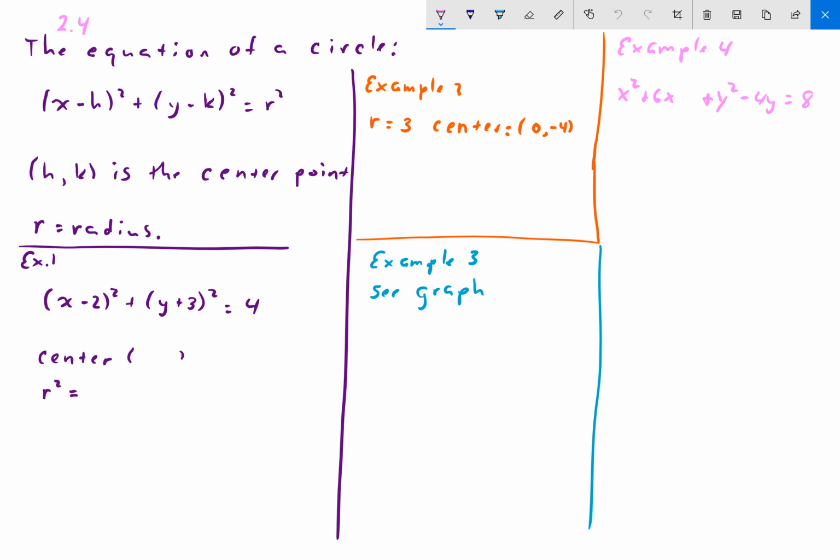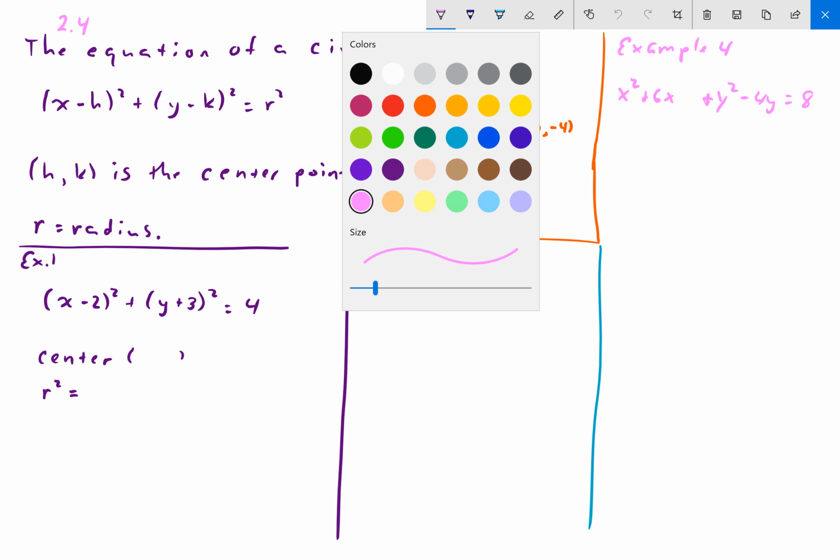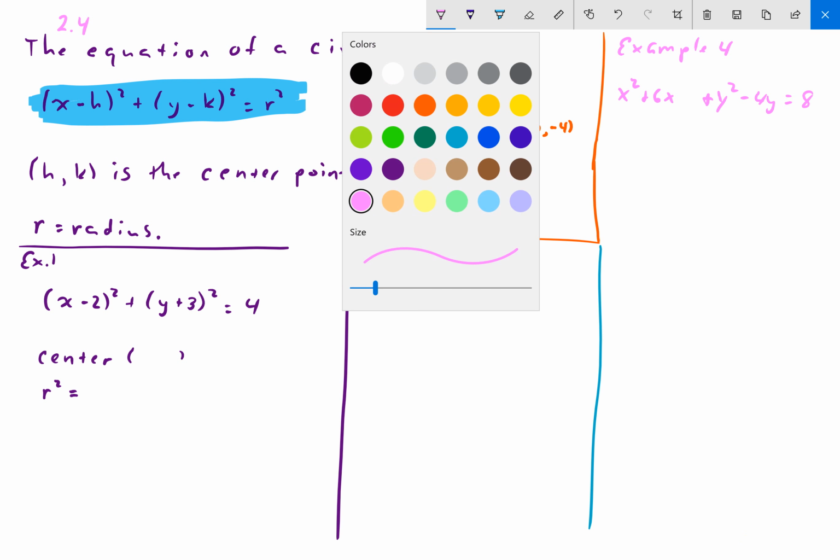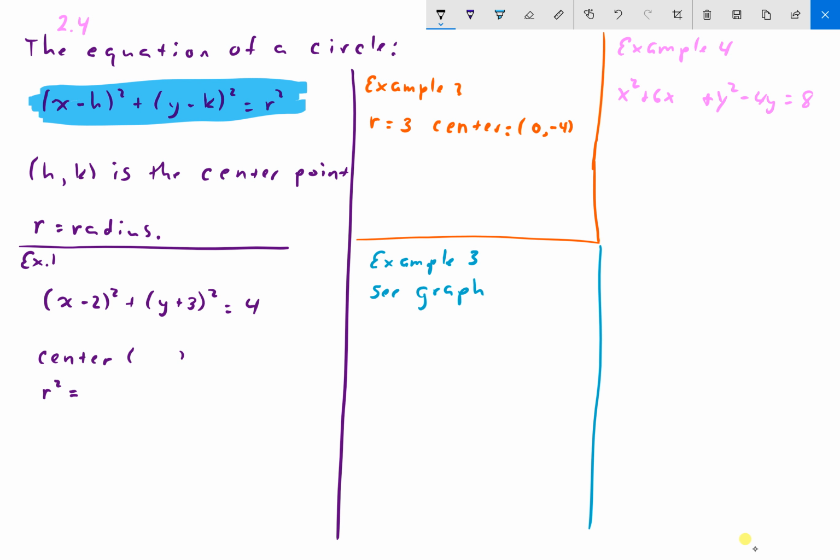The equation of a circle has this equation here, and I'll just highlight it now that I see I have this highlighting option. This is the equation of this circle, and it says (x minus h) squared plus (y minus k) squared equals r squared. And here's the thing that you need to know. This (h, k) is your center point, and r is your radius.